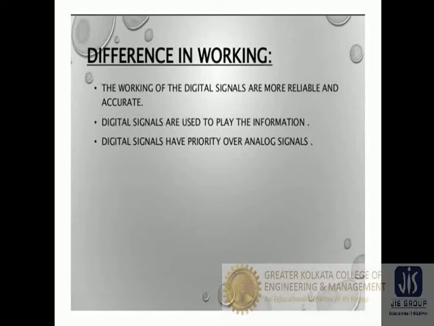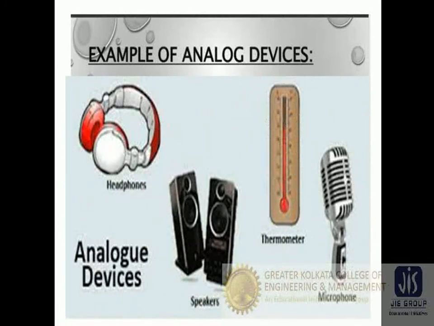Let's move to the next stage. These are examples of analog devices. Here we can see a headphone, a speaker, a thermometer and a microphone. These are all analog devices. The headphone is the output of the audio system in analog form. The speaker is also an audio system output, an audio analog signal output. It converts the electrical signal into sound. The thermometer, we can see, is an analog thermometer.